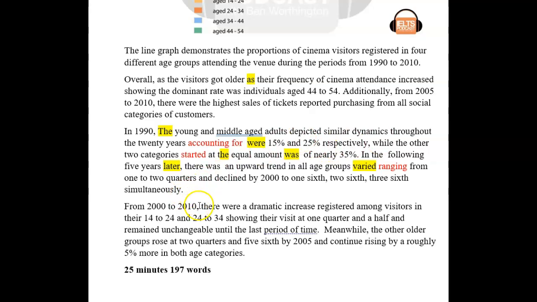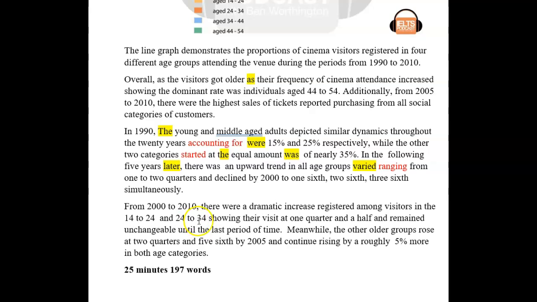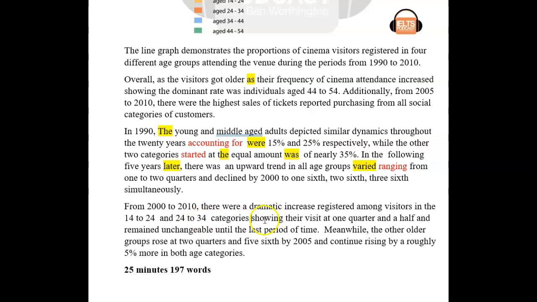From 2000 to 2010, there was a dramatic increase registered among visitors in the 14 to 20 and 25. Okay, I would go in there, 14 to 24s. No, let's do it this way. In the 14 to 34 categories, because this is what they are, categories. Put a comma in here so we can read and understand it. Showing their visit at 1 quarter and a half remained unchanged.